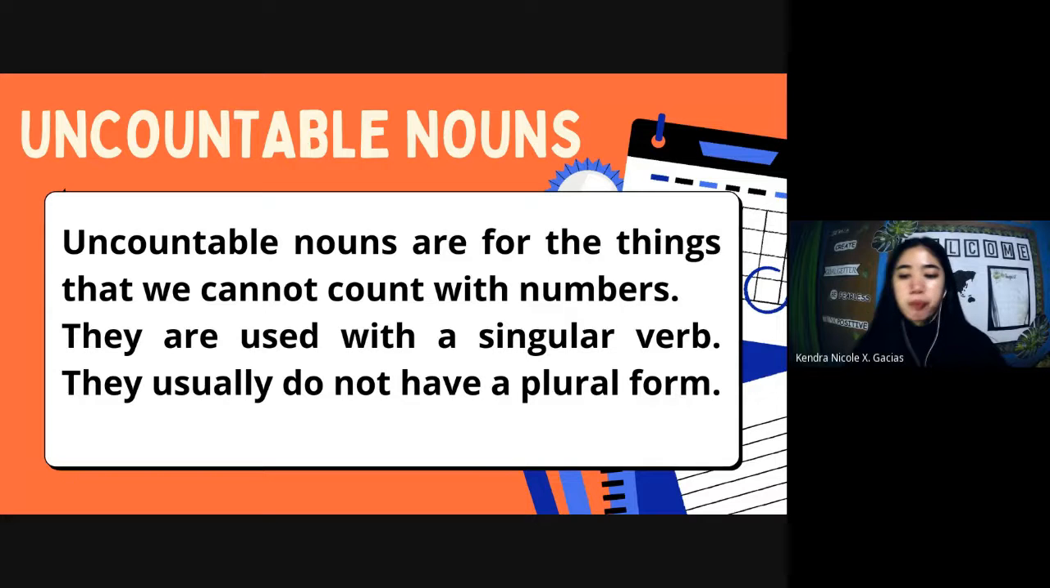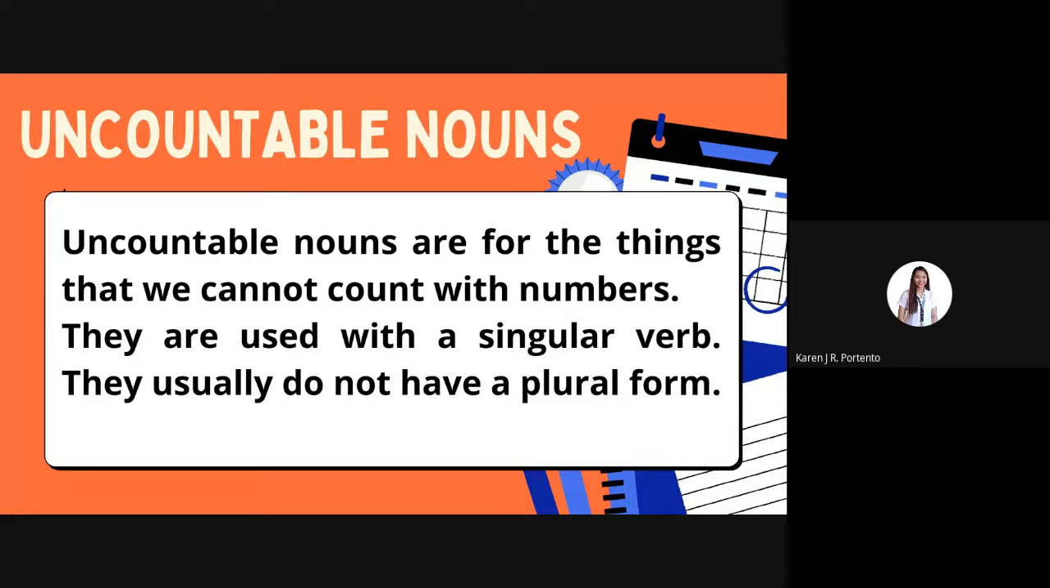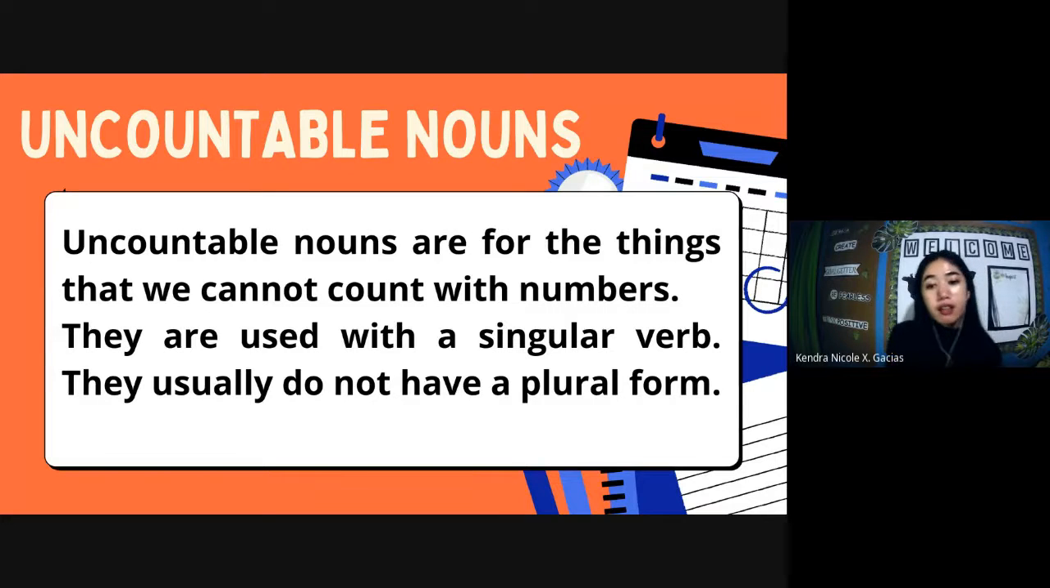Okay, right. So uncountable nouns may be names for abstract ideas or qualities, or for physical objects that are too small or too amorphous to be counted. So like liquids, powders, gases, and the likes. All right. So is that clear, class? Yes, ma'am. Thank you for that confirmation.